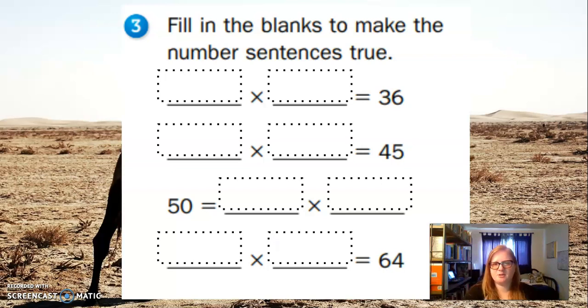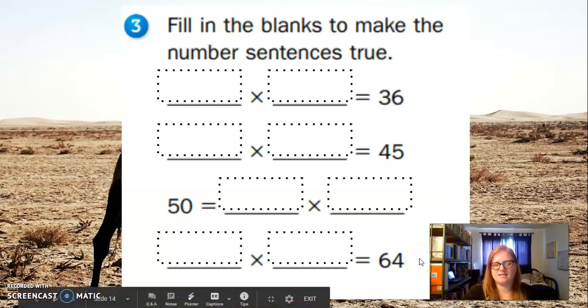Fill in the blanks to make the number sentence true. Blank times blank equals 36. Blank times blank equals 45. Blank times blank equals 50. And blank times blank equals 64.